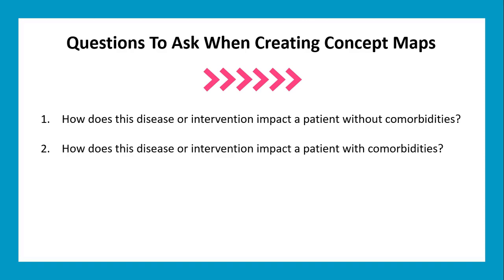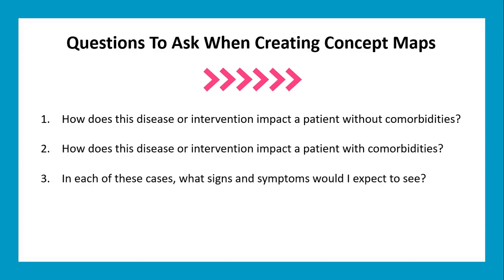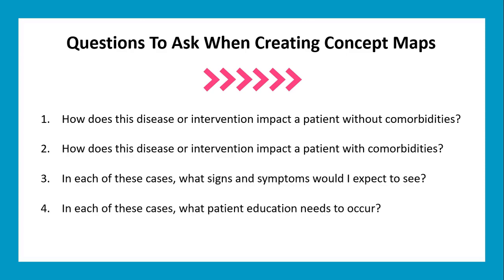Now the third question that we'll ask is, in each of these cases, what signs and symptoms would I expect to see? So this is really your assessment. What do you expect to see in a patient with comorbidities or a patient without comorbidities? And then the fourth question that we'll ask is, in each of these cases, what patient education needs to occur? With a patient with comorbidities, what patient education do you need to do for them? And for a patient without comorbidities, what education will they need as well?